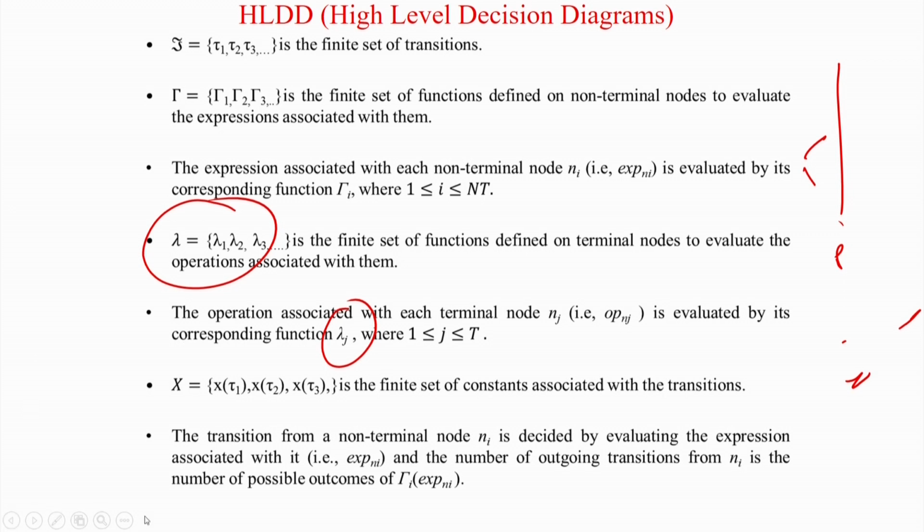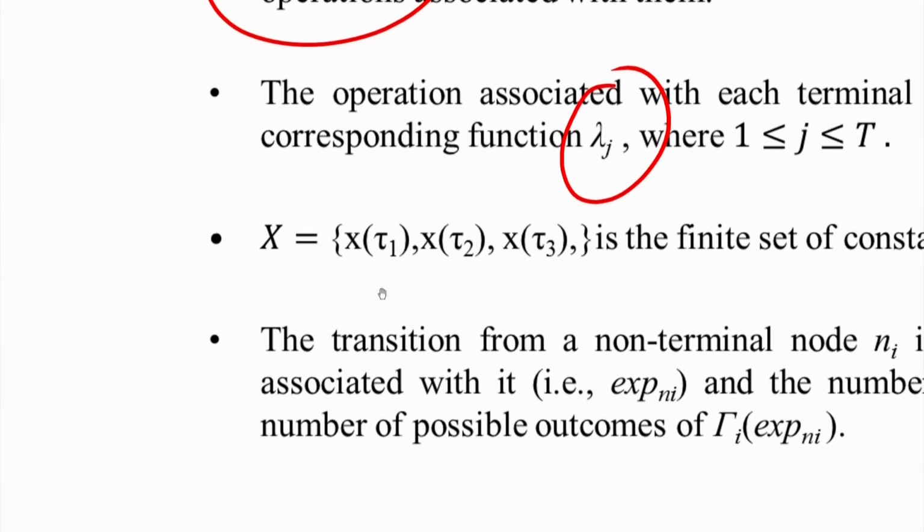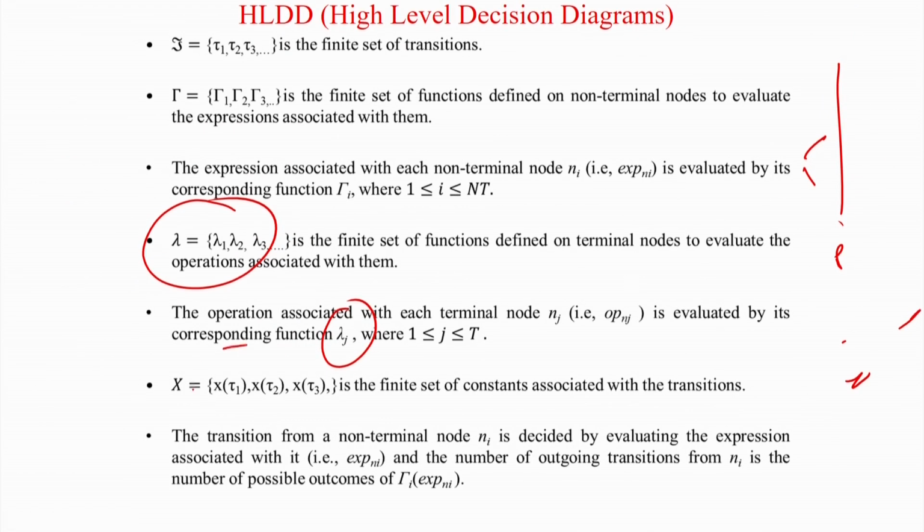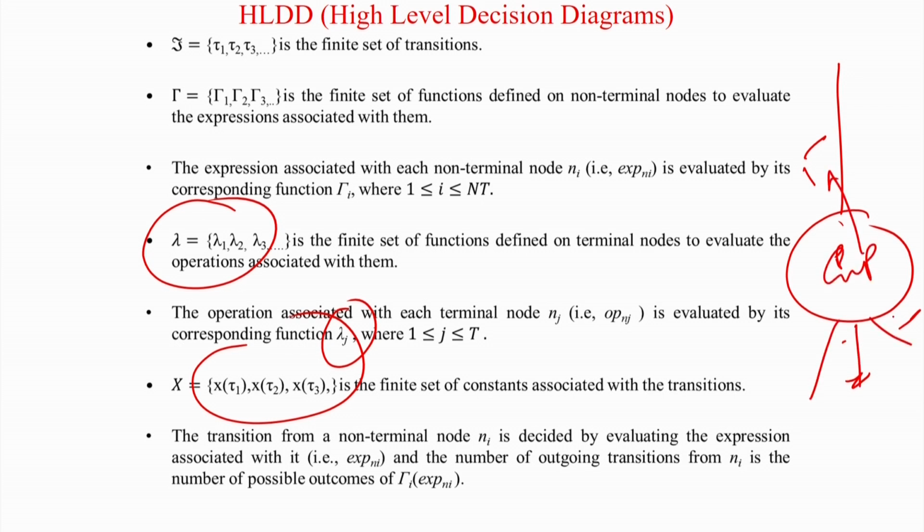Now one more important thing, that is, each of the states will have a finite set of constants associated with the transitions. These are some of the constants. That means, as I told you, there is a state and there is some expression. This expression will be evaluated by this, and there will be some outward transitions. And the constants basically like x of tau 1, x of tau 2, some constants will be assigned to each of the transitions. So if this expression on this function corresponds to this condition, this one will fire, otherwise this one will fire, and so forth. So this is where the things will go on.